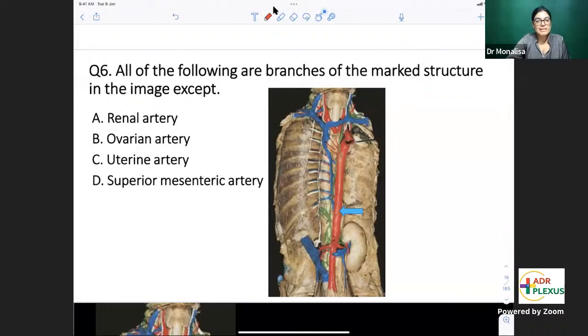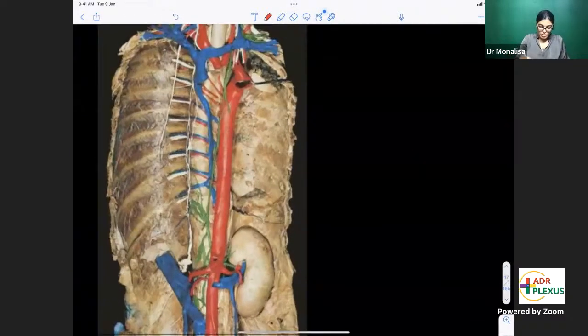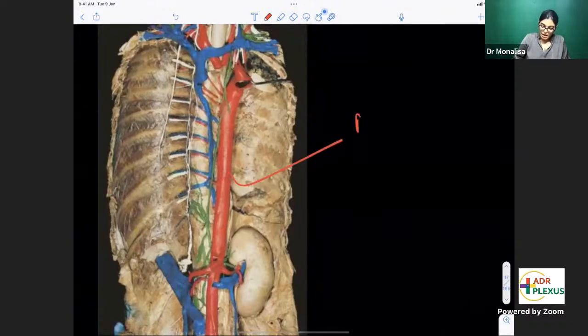I'm getting D and C, a mixed bundle of answers. Definitely C is the right answer. Why? Because the uterine artery is a branch of the anterior division of the internal iliac artery. It's not directly a branch of the abdominal aorta. So C is absolutely correct. Let me just show you. This was the structure asked in the MCQ. This is the abdominal aorta.